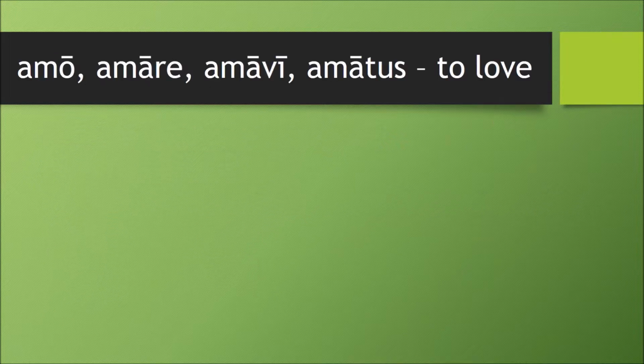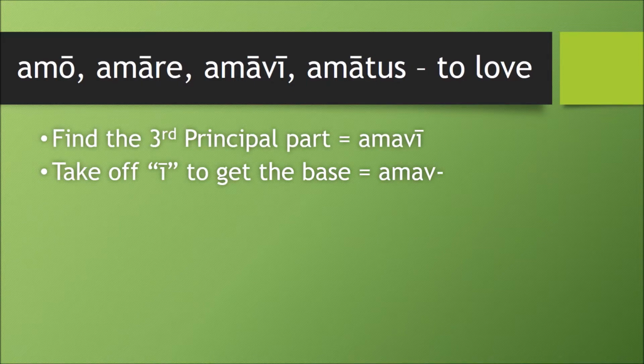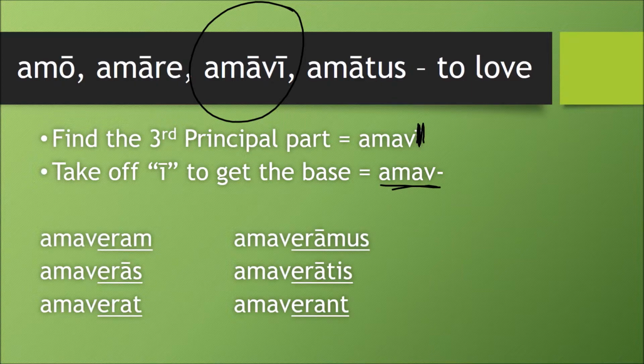Let's take a look with our verb amo, amare, amavi, to love. First, we're going to find that third principal part, which is amavi. We're going to take off that i to form our base amav. And then to that, we're going to add our endings of sum, esse in the imperfect tense. Eram, eras, erat, eramus, eratis, erant. I had loved, you had loved, he, she, it had loved, we had loved, y'all had loved, they had loved.